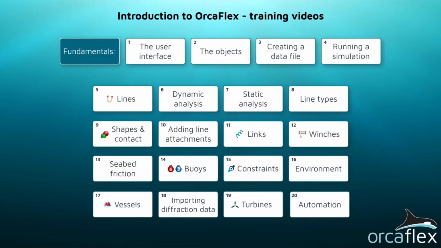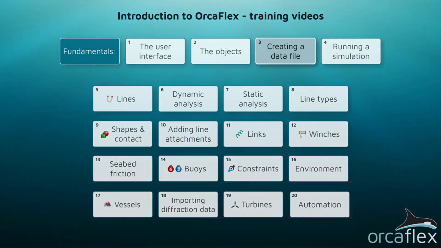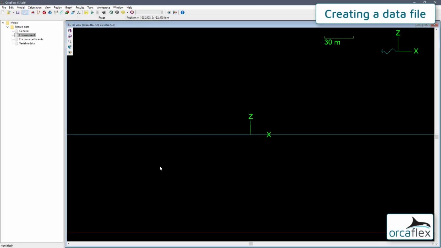In this session, we will look at creating a data file. So we're going to learn how to build a basic model and then save a data file. We'll start with a new instance of OrcaFlex, and you can see before we even do anything that there is already a sea surface and a seabed in the 3D view. This means that there must be, for example, a seawater depth defined.